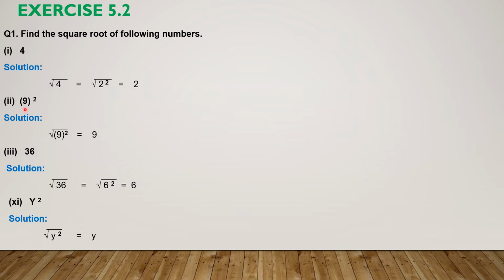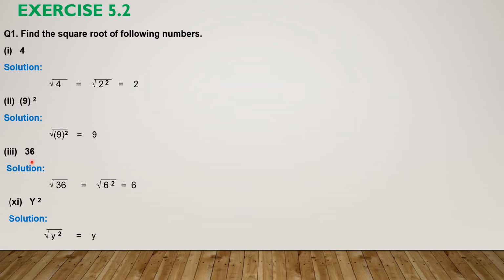Similarly, in part number 2 we have 9 square. So in first step of solution we will simply put the radical sign on 9 square to find its square root. In next step what will happen, that square will cancel out with square root. Got it? Square and square root are the opposite operations of each other, so they will be cancelled out with each other, and the answer is 9.